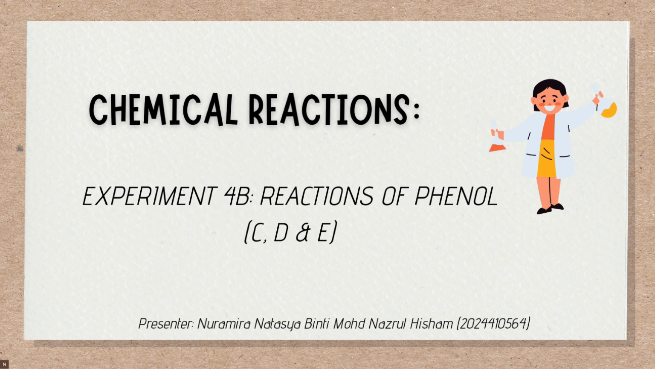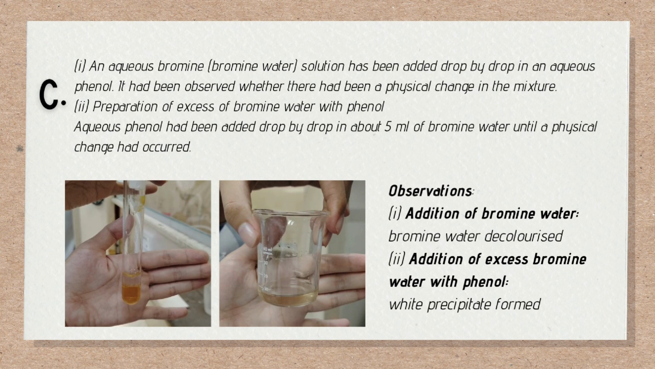Chemical properties. Experiment 4B, reaction of phenol, parts C, D, and E. Part C. First, Roman one: aqueous bromine water solution was added drop by drop into aqueous phenol. It was observed whether there was a physical change in the mixture. Roman two: preparation of excess bromine water with phenol. Aqueous phenol was added drop by drop into about 5 ml of bromine water until a physical change occurred.